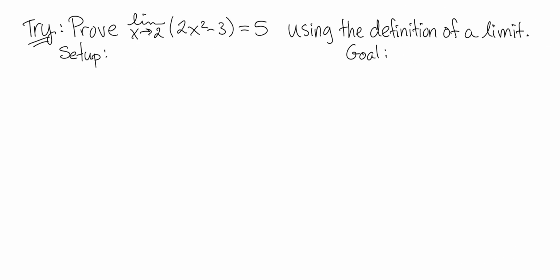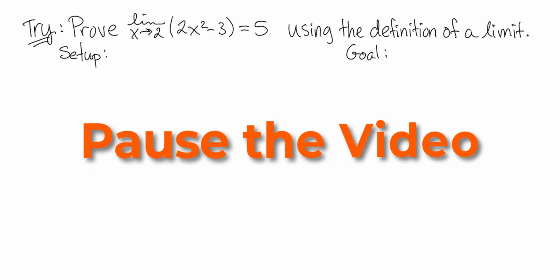Here we have a new example. Prove the limit as x approaches 2 of 2x squared minus 3 equals 5 using the definition of a limit. Again, we will set up the problem as an inequality with the y information, and our goal will be to convert that into an inequality involving the x information. I'd like you to take a moment to pause the video and try this problem on your own. It'll be very similar to the one that we just completed in the notes. You will need to make an assumption along the way. I'll go through it with you here in a moment.